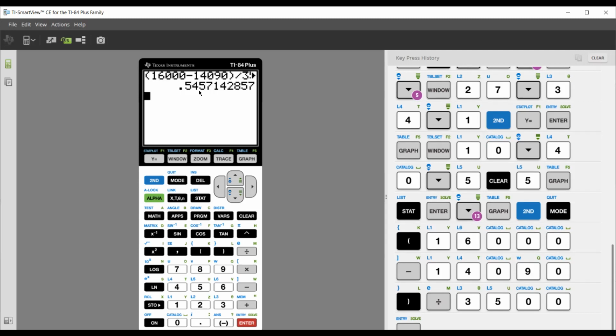Check your calculator entry: 16,000 minus 14,090 divided by 3,500. Okay. We know it should be positive from the diagram, and we know it should be less than one standard deviation away because we weren't 3,500 units away from it.